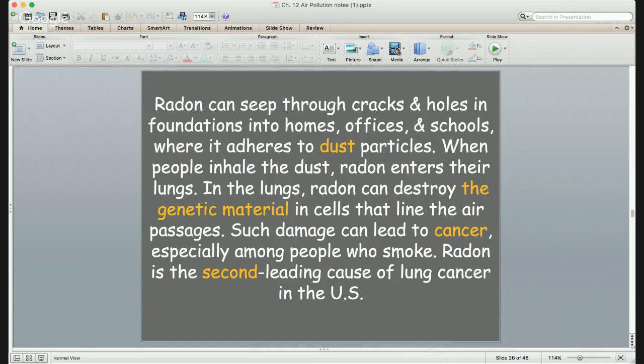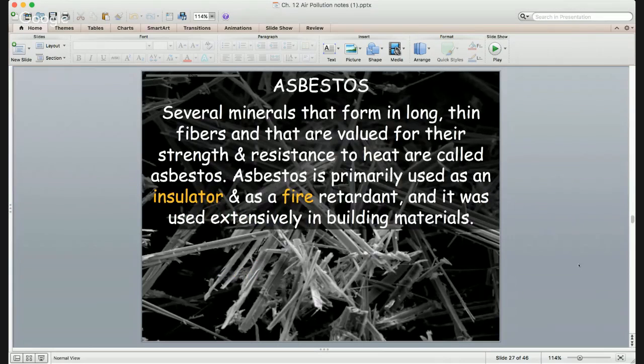So it can make you very, very sick and can kill you. Asbestos, not as common as it was years ago. It was actually used in a lot of building materials as a component that allowed things to be stronger and more resistant to heat. It was used as an insulator and also something called a fire retardant, and it was found in a lot of building materials.